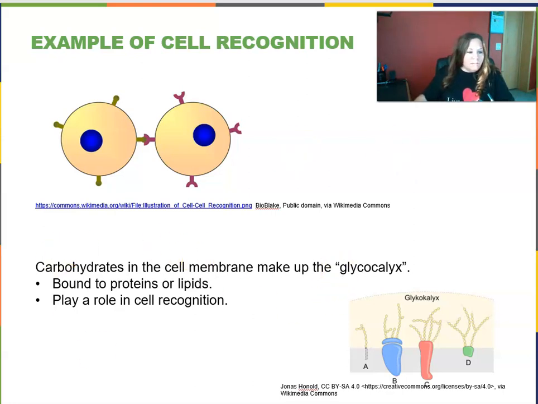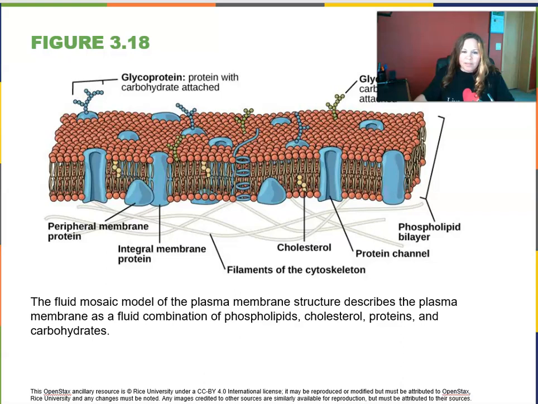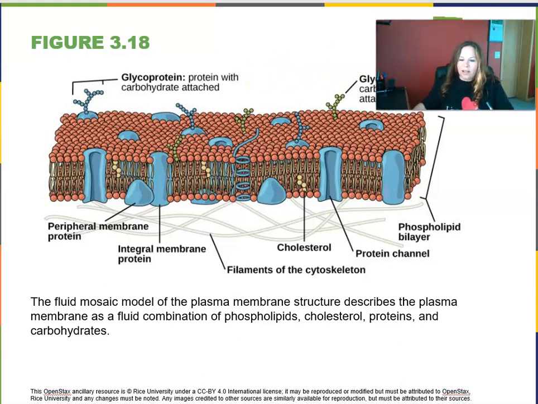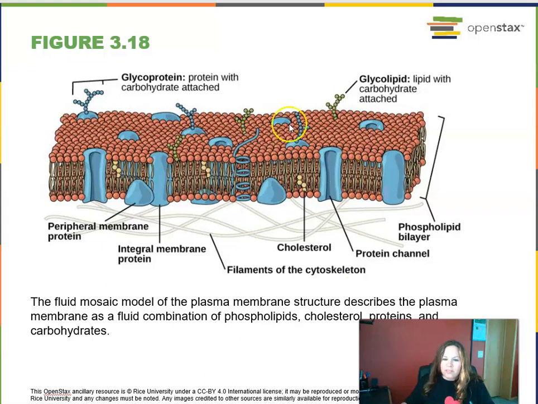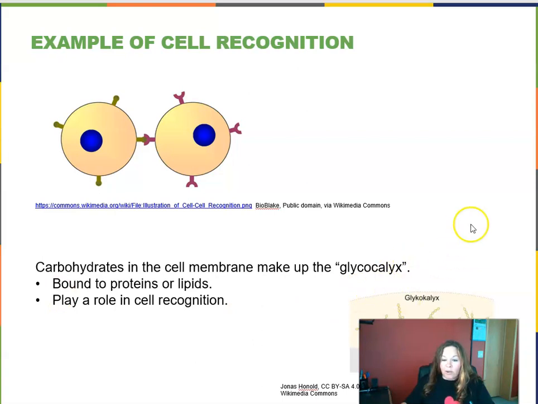There's another component of the cell membrane. I'll go back to the picture here. You see these little things sticking up here. Those are called carbohydrates, which we've already studied as well. Generally, these are chains of monosaccharides, often glucose, and they hang off of a protein, or they may hang off of one of the phospholipids like we see here. And that makes up what we call the glycocalyx, or basically the sugar coating of the cell.